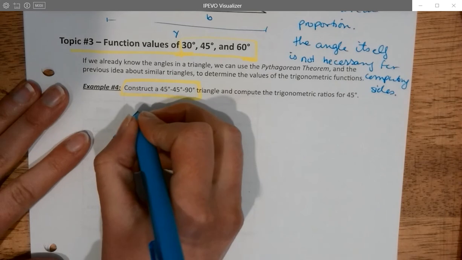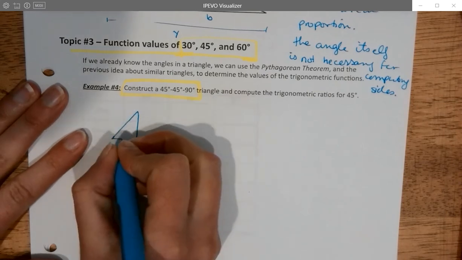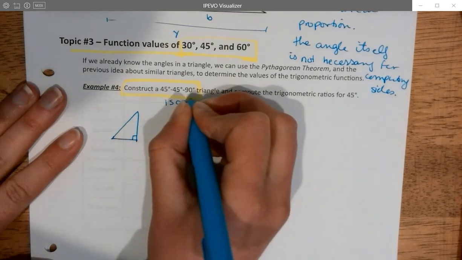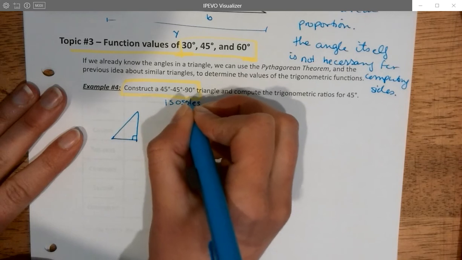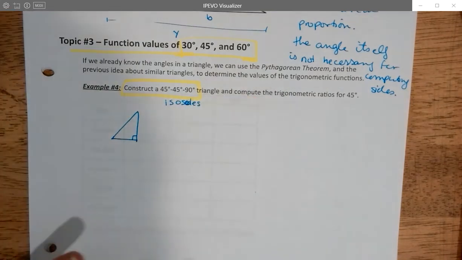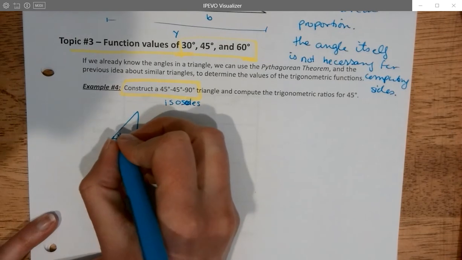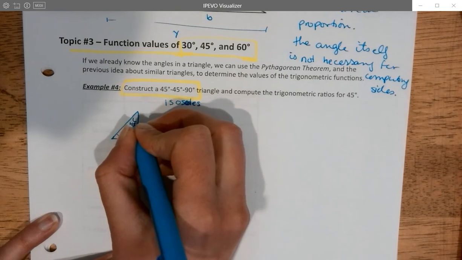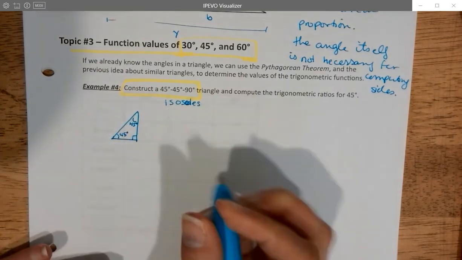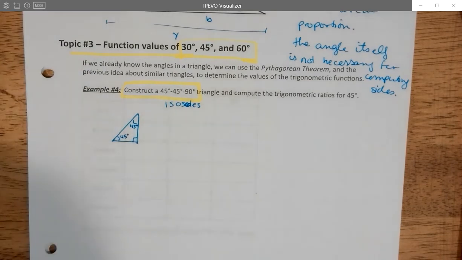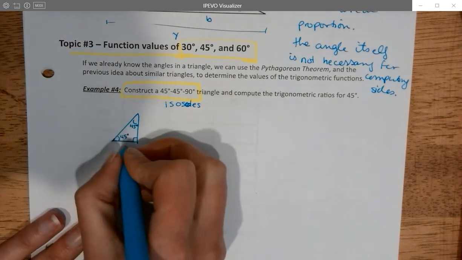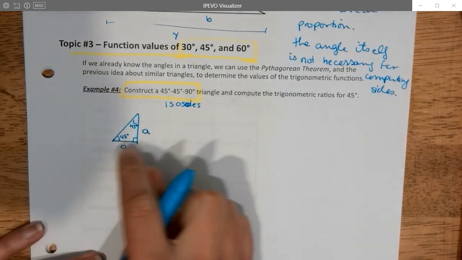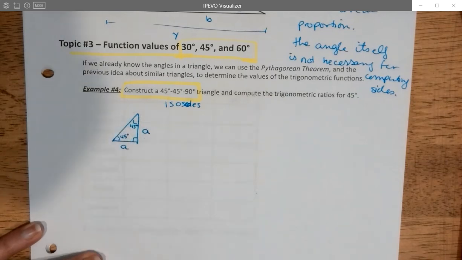Since it's a 45, 45, 90, it needs to be an isosceles triangle. An isosceles triangle has the property that two sides, the two legs, are equal. So this side right here, let's call it A, has to be the same measure as this side over here. And since those two are the same, I can solve for side C in terms of them.